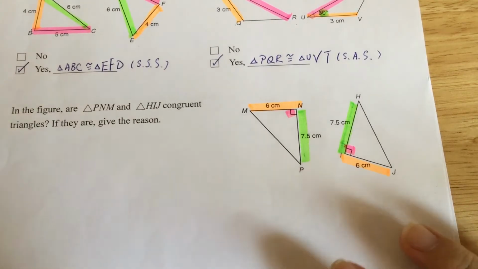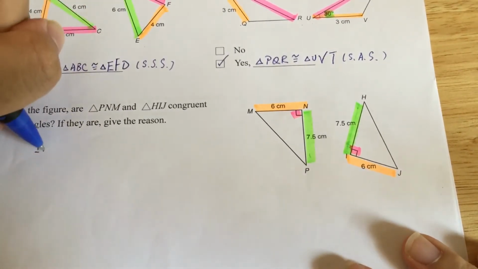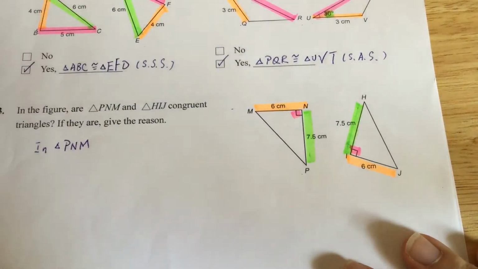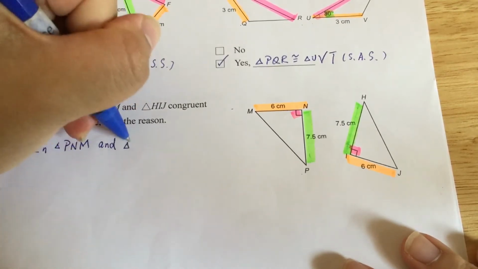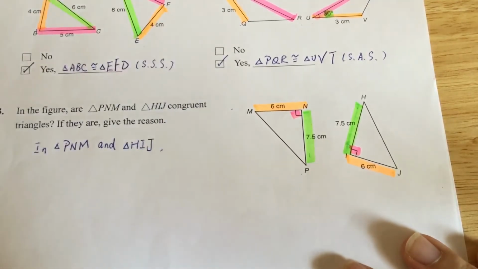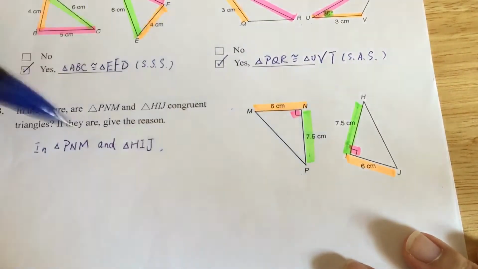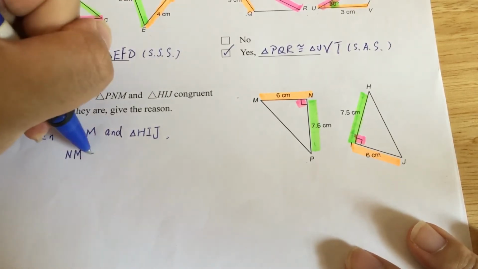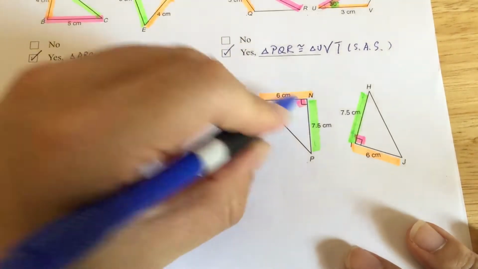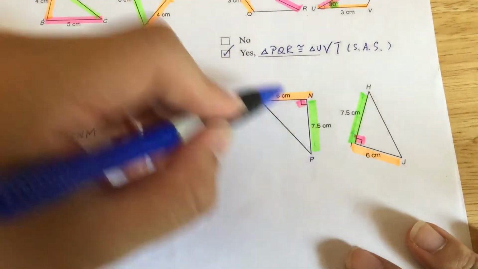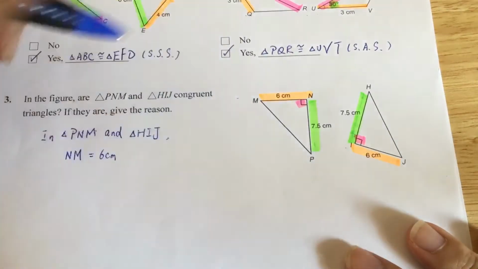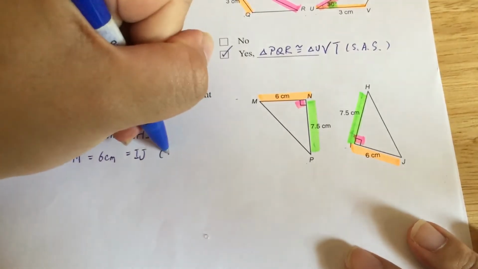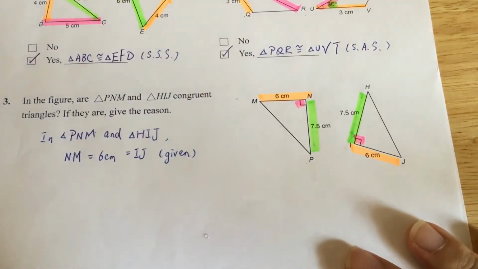Okay, now let's look at this. In triangle PNM, so that we can say in triangle HIJ. This is the first one, and we write down the first condition: MN is 6 cm. So NM is equal to 6 cm, and it will be equal to IJ. Why do you know that they are equal? Because I gave it to you, so this one is given.